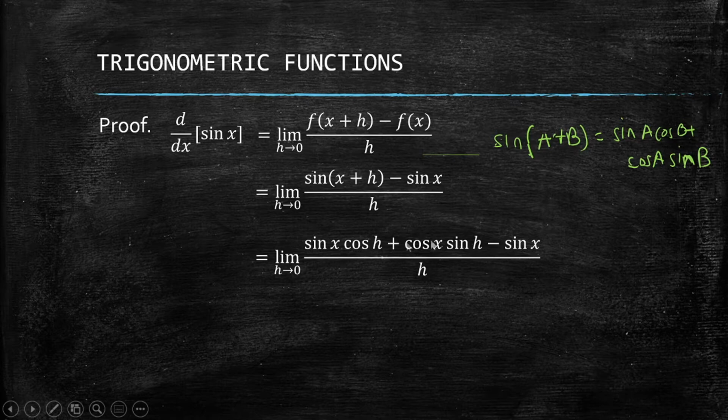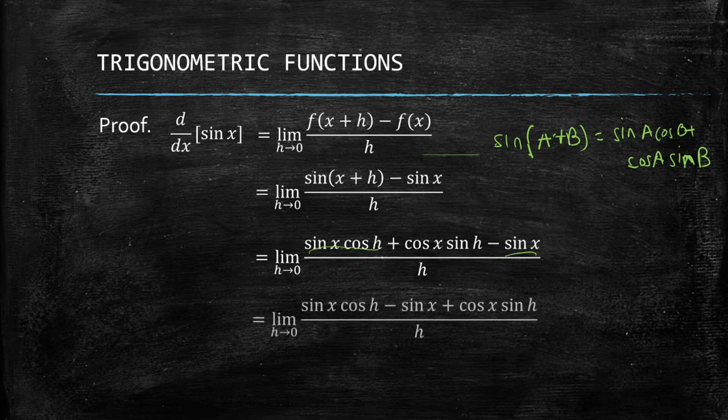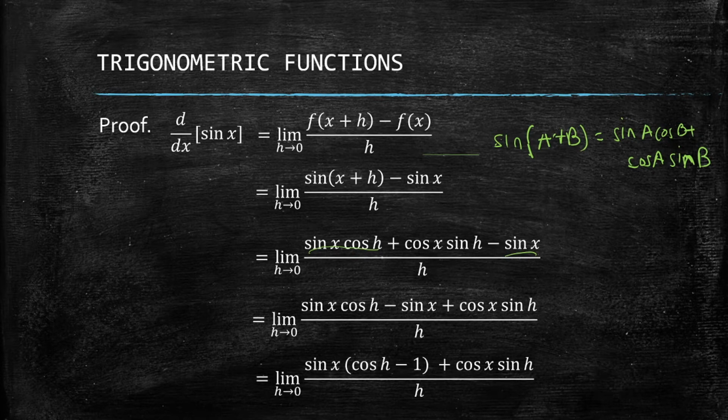So we have the sine, cosine. Then we have now this. Then we try to rearrange in such a way that we can factor out. Try to observe the numerator. We have a common factor here of sine x from the first and the last term. So we rearrange and then we factor out sine x.